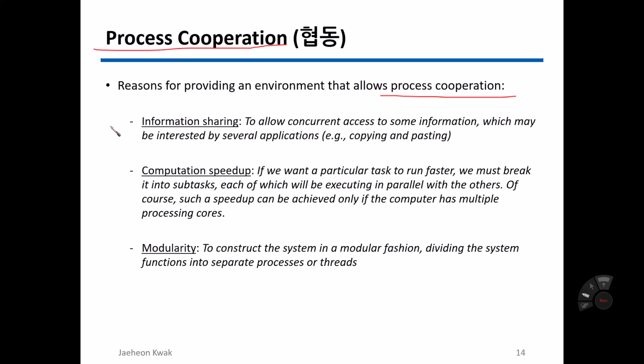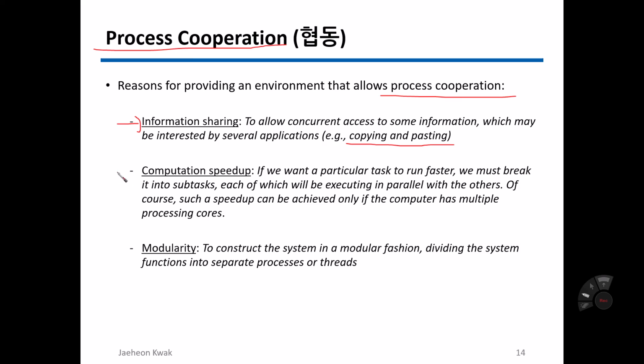So for the process cooperation, we have to support information sharing. So we have to allow concurrent access to some information. A good example is copy and paste. For example, if we copy some text from a word processor and paste it to the web browser, that is inter-process communication. We copy some data from a word processor and paste that data to the web browser, another process. So to do that, we have to support this information sharing.